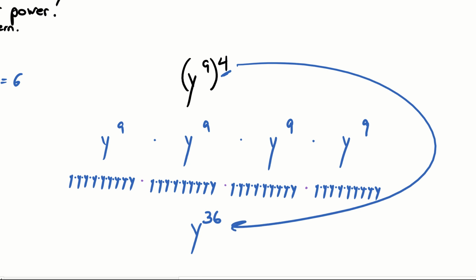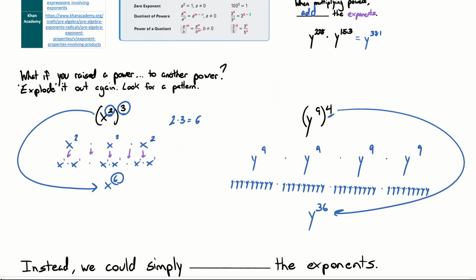Well, what did we see earlier? We saw that if we took the exponents and multiplied, we got x to the 6th. Well, is that the same thing happening here? 9 times 4 is 36. Boom! Nice! Well, that's a time saver if there ever was one. Nobody wants to write out a bunch of x's and y's multiple times. Even 36 y's was kind of a tiring task.